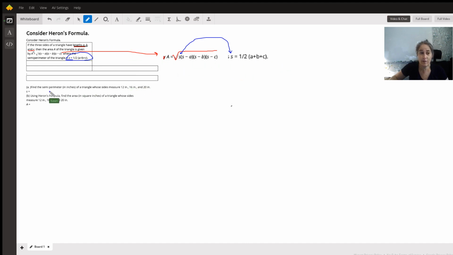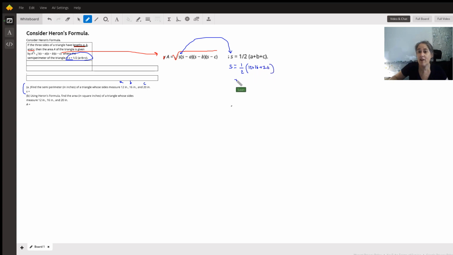The first question says, first find the semiperimeter. So we're first going to find S. And S is going to equal 1/2, that's the formula, and then there are parentheses, and it says A plus B plus C, and those are the side lengths. They're very nice, and they tell us the side lengths. A is 12, B is 16, and C is 20. So I'm just going to put those in, 12 plus 16 plus 20.